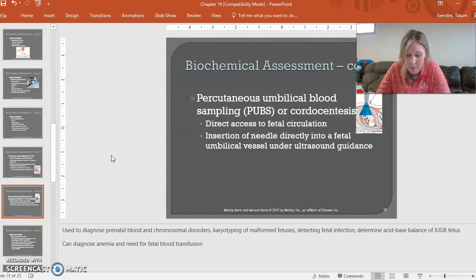So basically, a small amount of blood is removed and tested, and we call this the Kleihauer-Betke procedure. We take that blood and we can analyze it for any chromosomal disorders, any genetic testing that we need to do that could detect malformed fetuses. It can also detect fetal infection, and it also helps determine acid-base balance in an intrauterine growth-restricted fetus, so an infant that's not growing well. It can also be used to diagnose anemia. It can also be used for a fetal blood transfusion. So if the fetus is very anemic, we can give blood transfusions this way.